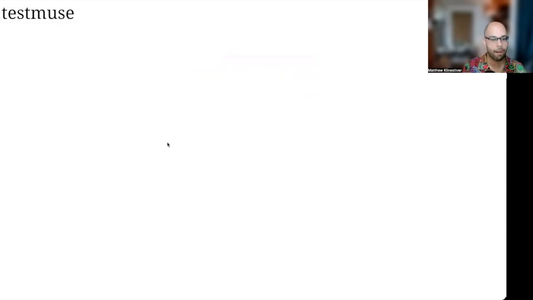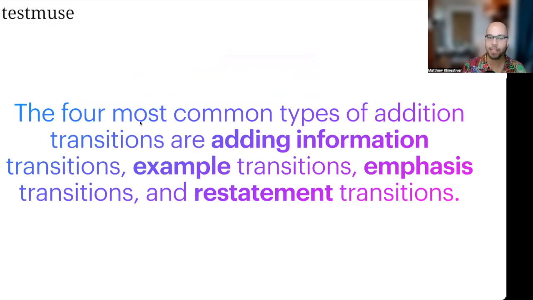So as we're thinking about addition transitions, we've got four really common groupings. We've got adding information, which we already looked at: furthermore, in addition. We've got example transitions, like for example and for instance, emphasis transitions like indeed, and restatement transitions like in other words. So we're going to go into all those in a little bit more detail here.